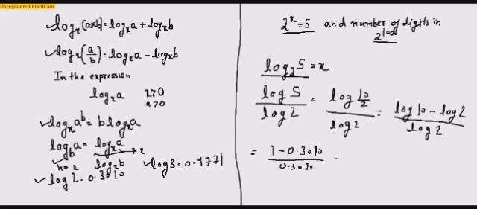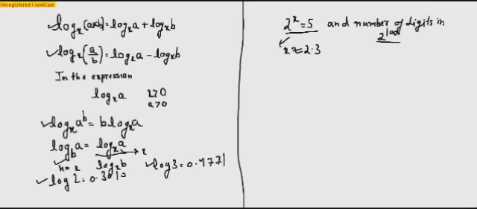So what I get is 0.6990 by 0.3010, which will be roughly equal to 2.3. So this is the solution for the first problem, that is if 2 to the power x equal to 5, then x equal to roughly 2.3. Now let's go after the another problem, that is finding the number of digits in 2 to the power 100.